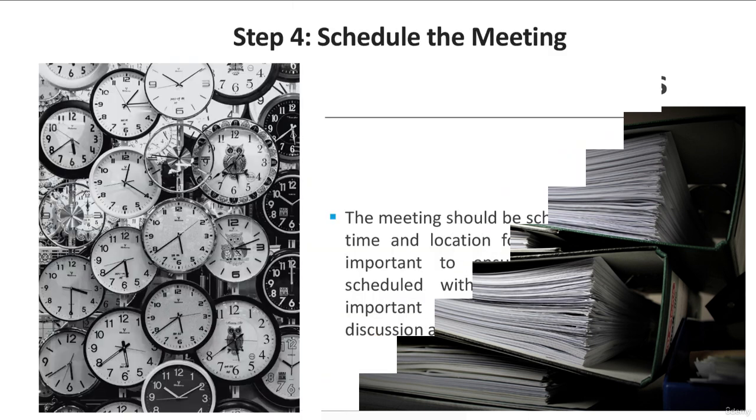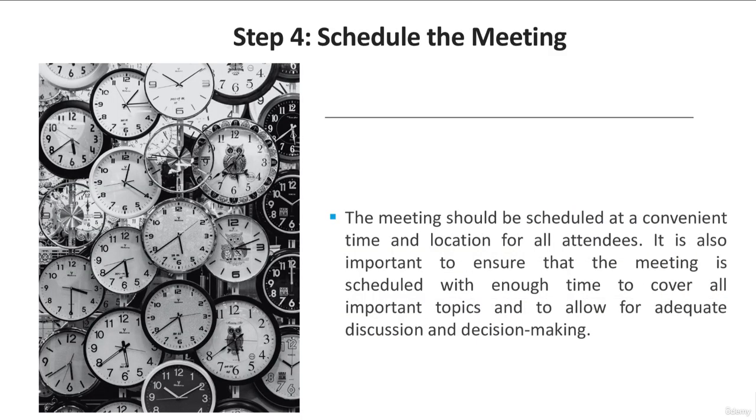When you are arranging or preparing any board meeting, the fourth step is to schedule the meeting. The meeting should be scheduled at a convenient time and location for all attendees. It is also important to ensure that the meeting is scheduled with enough time to cover all important topics and to allow for adequate discussion and decision making. So scheduling is also an important part. Scheduling means you should mutually decide what would be the convenient time for everybody to participate.